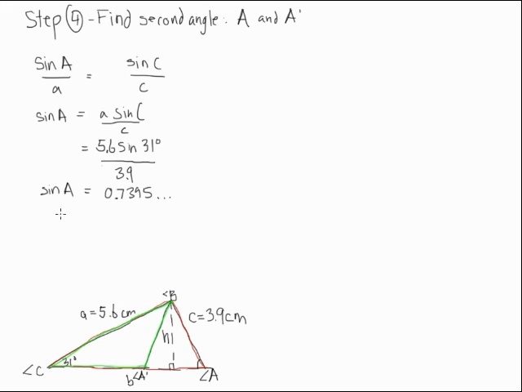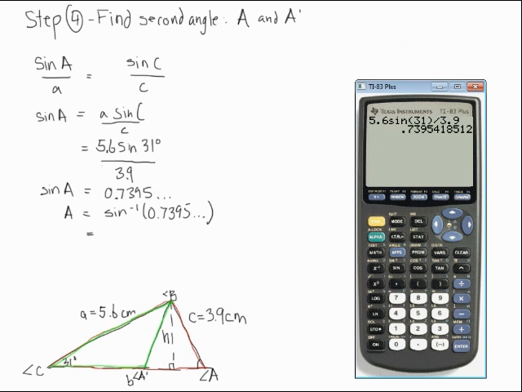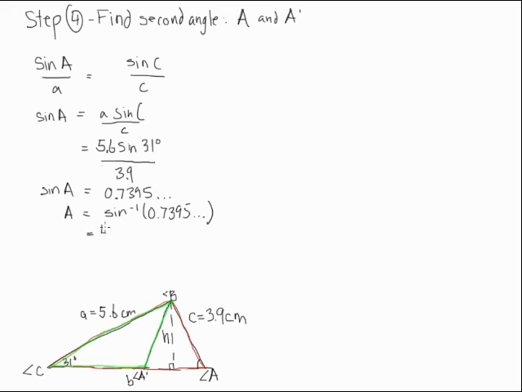So that's sine A. What we want, though, is angle A. So angle A is going to equal arc sine 0.7395... And so let's figure out what that is. On my calculator, I can go second sine. So I've got arc sine, and then second answer. It's going to put that in there. I'm going to close the brackets, enter, and lo and behold, angle A is 47.69, etc. degrees. So I'm going to round that up to 48 degrees. So this one here, 48. Okay.